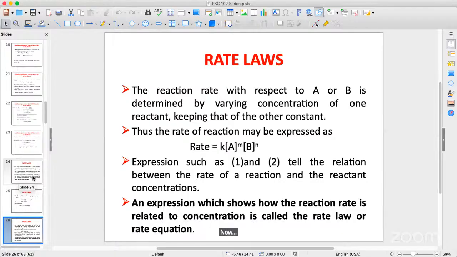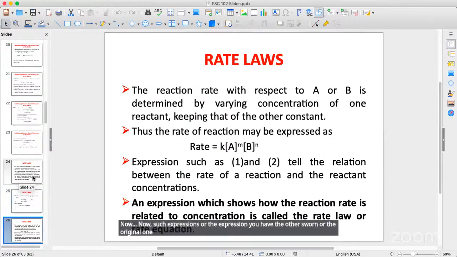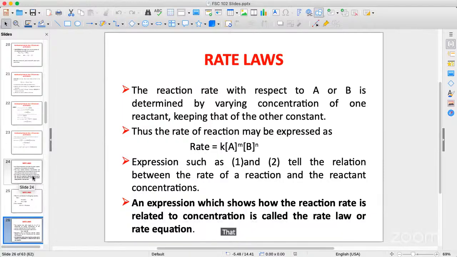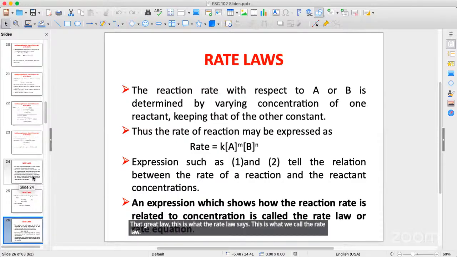Such expressions, or the original one, tell the relation between the rate of reaction and the reactant concentrations, because you have the rate, then you have the reactant concentrations. This is what the rate law says. The expression which shows how the reaction rate is related to concentration is called the rate law.